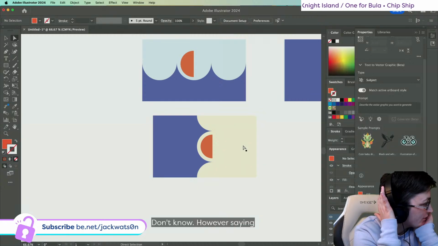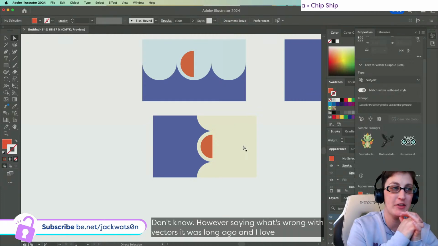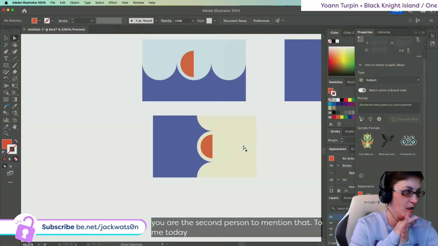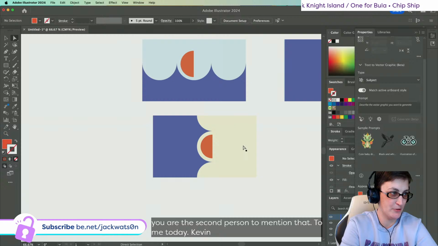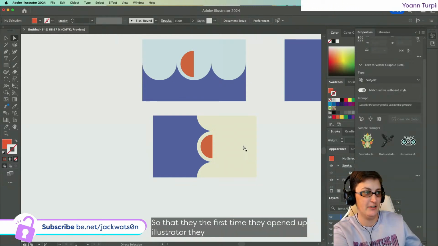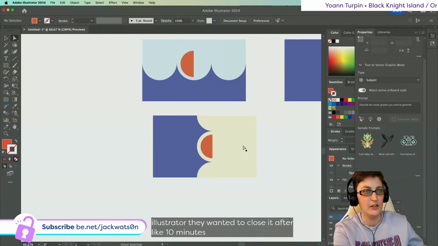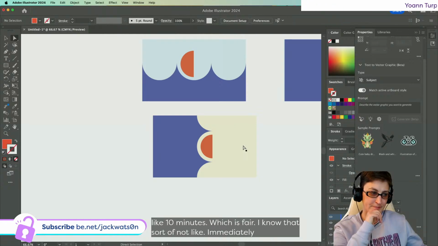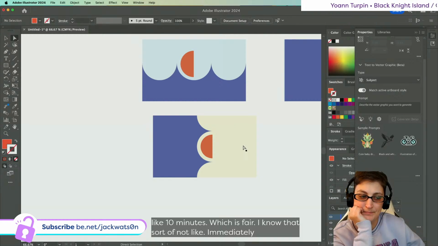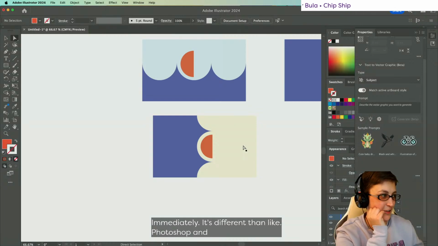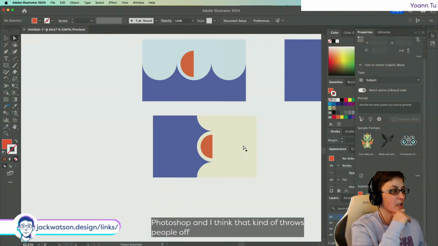However, saying one struggled with vectors, it was long ago, and I love Illustrator now. You were the second person to mention that to me today. Kevin, whose work I was showing off earlier, said that the first time they opened up Illustrator, they wanted to close it after like 10 minutes. Which is fair. It's different than Photoshop, and I think that throws people off.